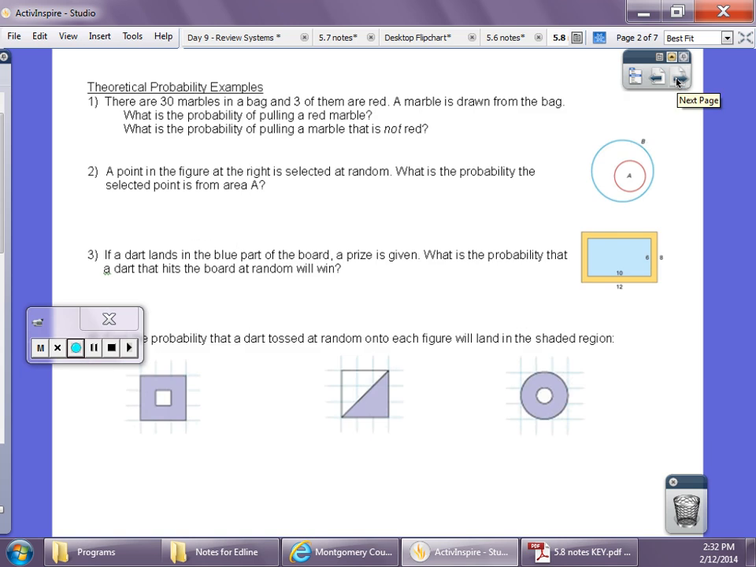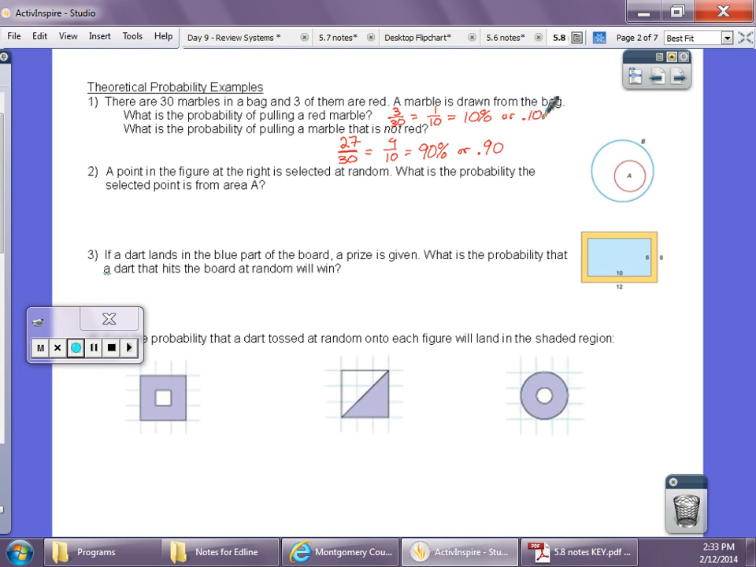So if we look at this first one, theoretical probability. There are 30 marbles in a bag and 3 of them are red, and a marble is drawn from the bag. What's the probability of pulling a red marble? Well, there are 3 red out of a total of 30. It's 3 out of 30, or 1 out of 10, which is 10%. What's the probability of pulling a marble that is not red? If 3 are red, that means there are 27 that are not red. The total is still 30, so it's 9 out of 10, which is 90%, or 0.9. And this could also be 0.10.